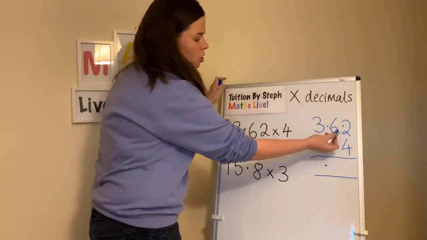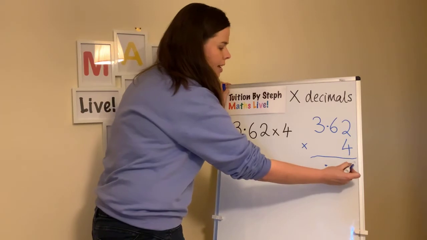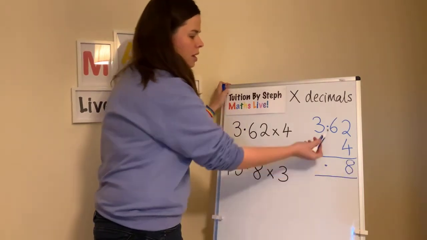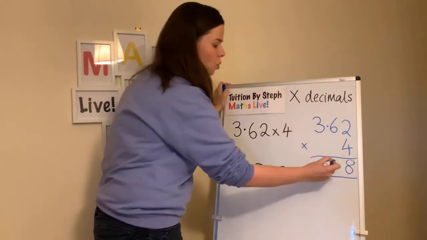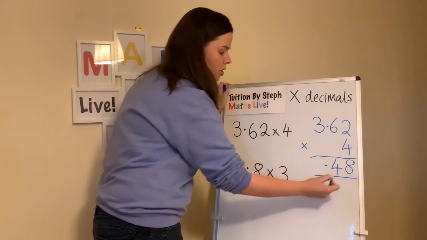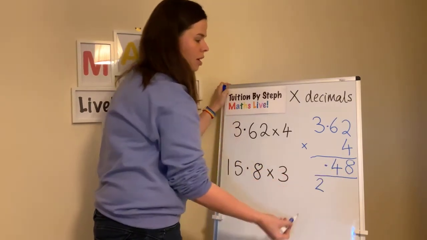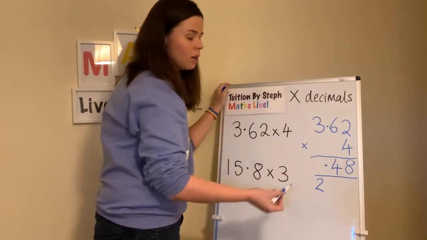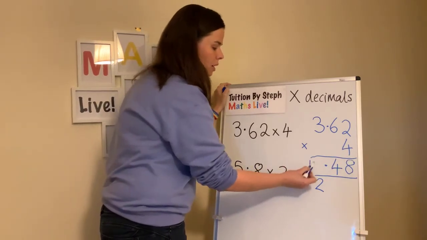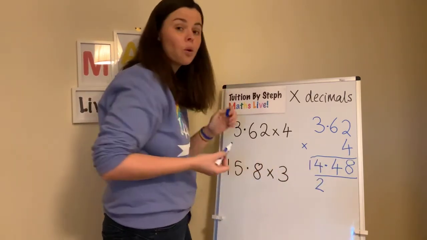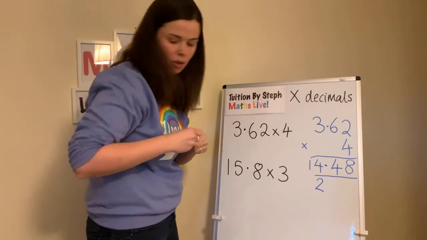So, first one, 2 times 4 is 8. 6 4s are 24, so the 4 stays and the 2 comes across. 3 times 4 is 12. 13, 14. So 14.48 for the first one. Well done if you got that.